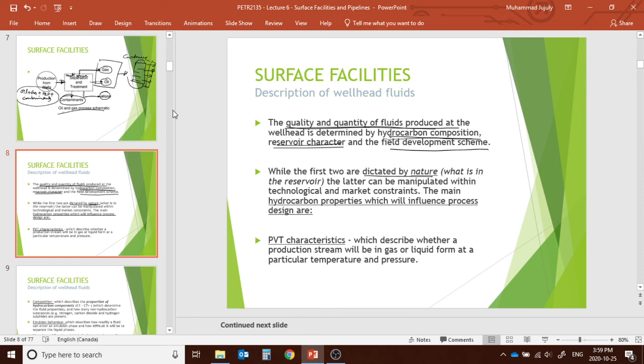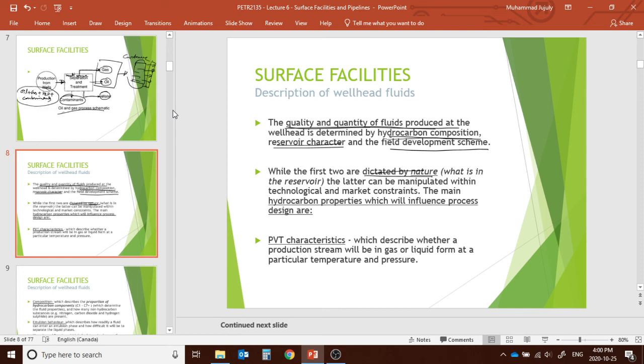Well, under some special criteria, you can do that. For instance, in Alberta, the oil sands, which is a tar sand actually, with the bitumen, we do special processing. We actually do the thermal cracking and mixing with other types of fluid. Then we convert it to the diluted one. But in most cases, these are dictated by nature. So what we actually can do is change the process by designing the field development scheme.